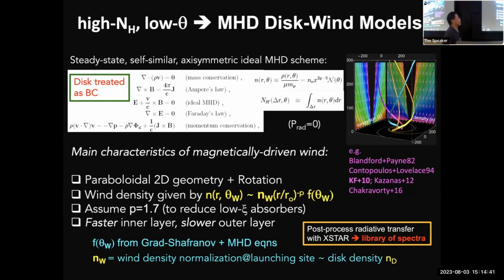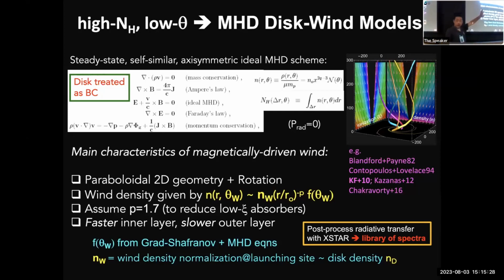Okay, so just to summarize the essence of this model, we solved the MHD equations under steady state, axisymmetric assumptions with a self-similar prescription in the radial direction. All the physical properties of this magnetically driven wind, for example density, can be written like this, where f is the angular distribution. And the most important property is n_w, the density normalization of this wind, which is the density of the wind at the innermost launching radius. So this density normalization is a good proxy to reflect how dense the accretion disk is.